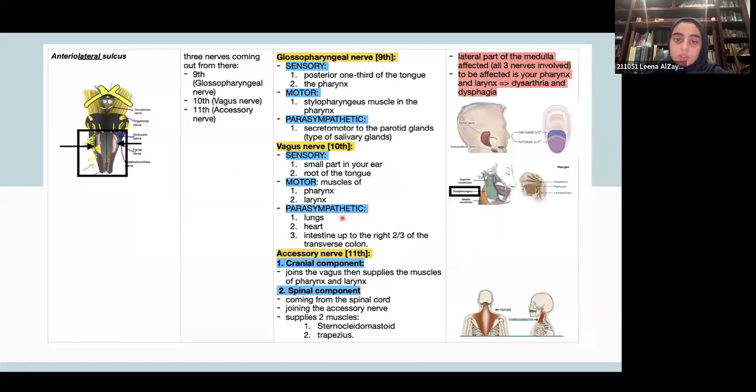The function of the vagus nerve is that it's mainly motor for all the muscles of the pharynx and the larynx, and it's sensory for the root of the tongue, and parasympathetic for the lung, heart, intestine, and 2/3 of the transverse colon. Accessory nerve might be damaged as well for the pharynx and the larynx because it supplies it, but I guess the main answer would be vagus.